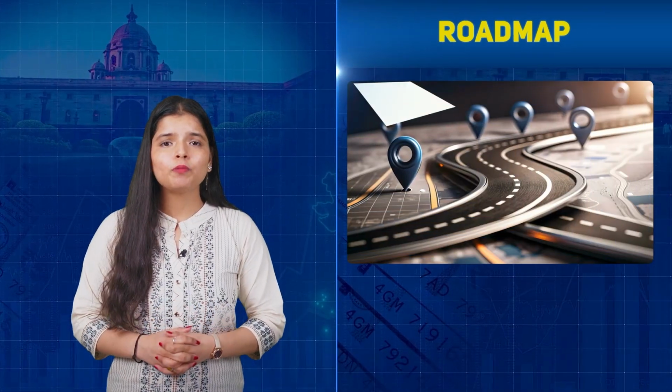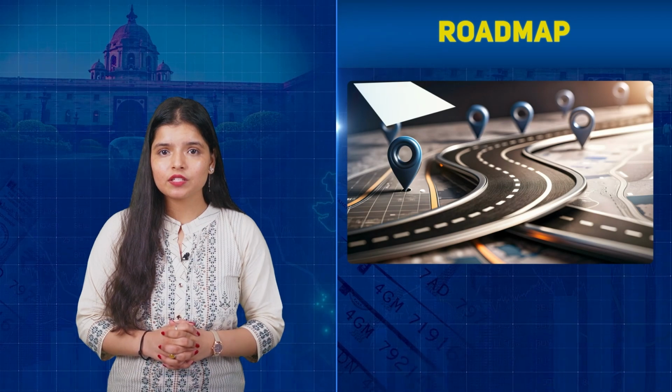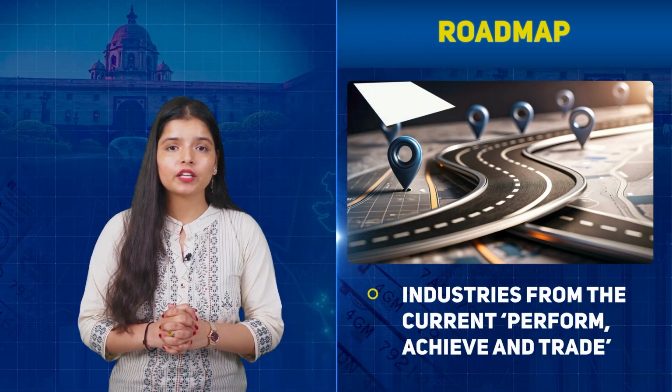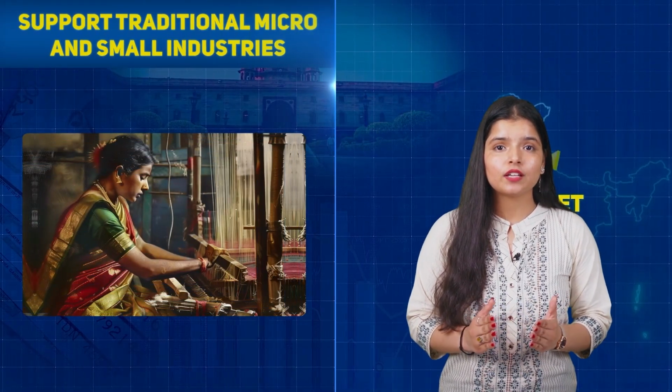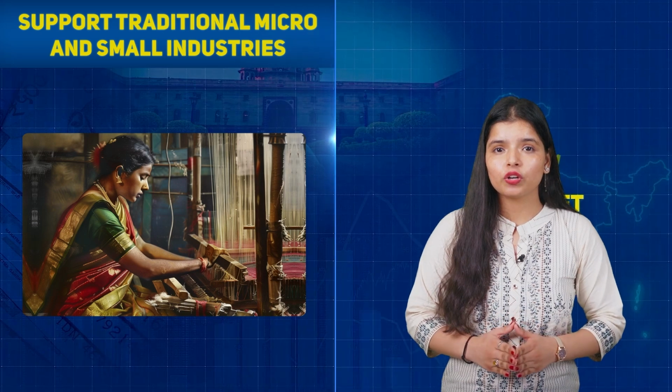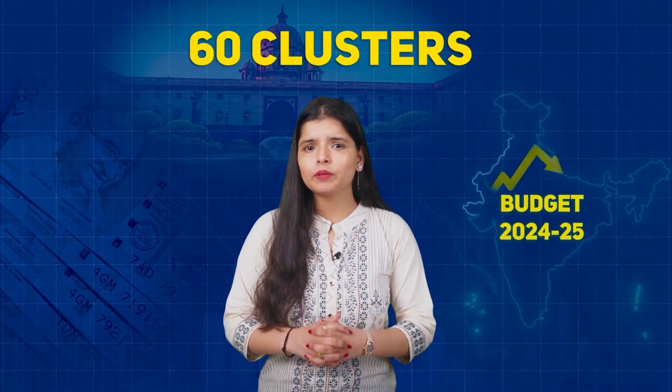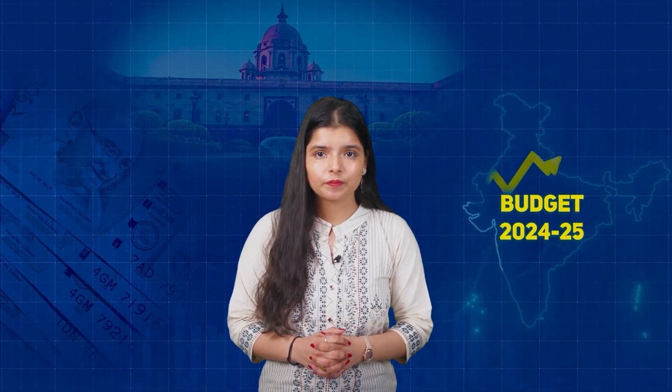There will also be a roadmap for transitioning hard-to-abate industries from the current perform, achieve and trade mode to an Indian carbon market mode. Additionally, to support traditional micro and small industries, an investment-grade energy audit of traditional micro and small industries in 60 clusters, including brass and ceramic, will be facilitated. Moreover, this scheme will be replicated in another 100 clusters in the next phase.